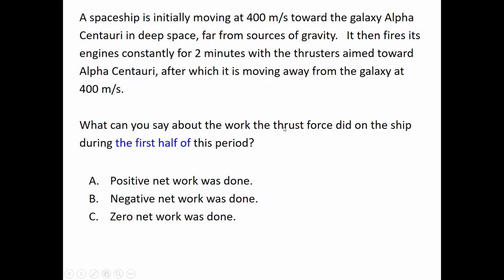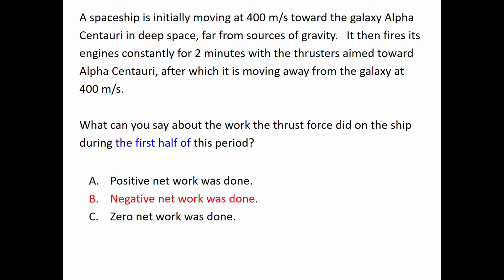Let's change the question slightly. What if we reduce it to how much work did the thrust force do only during the first half of this 2 minutes of firing? Positive, negative, or 0?